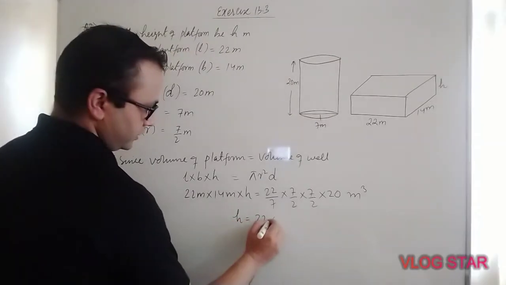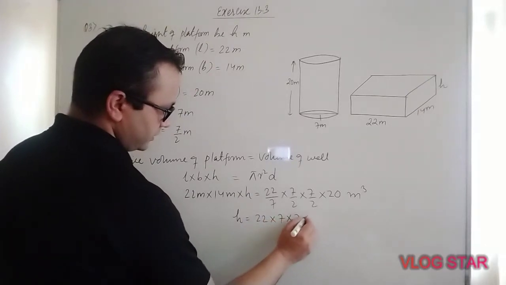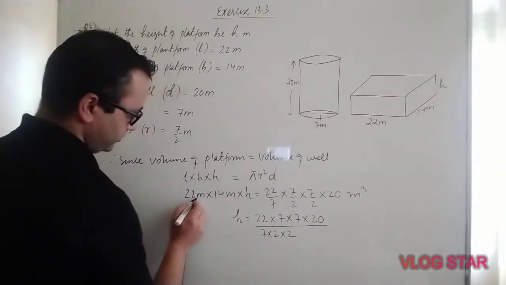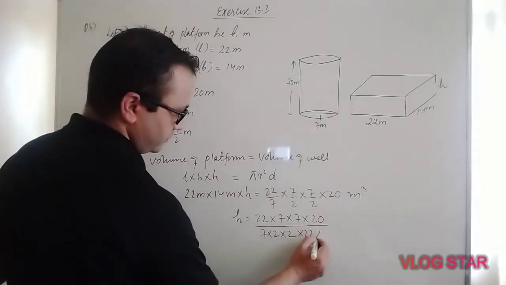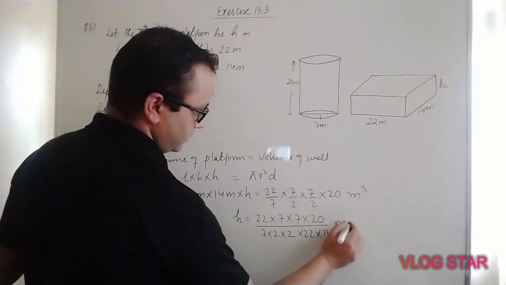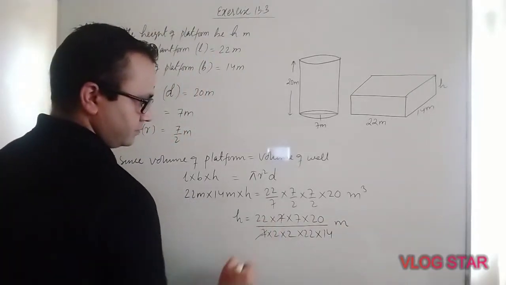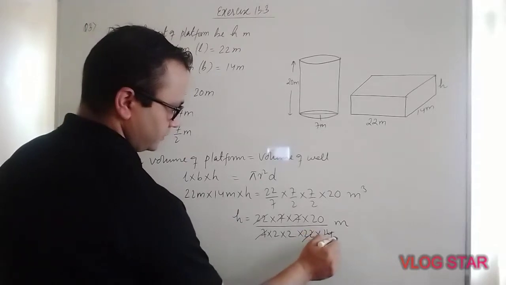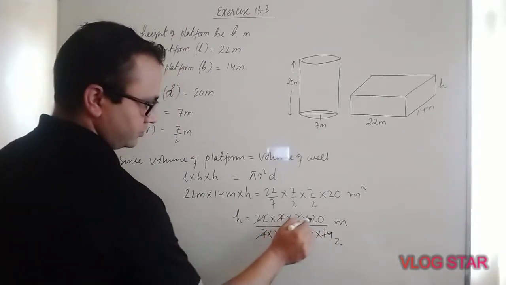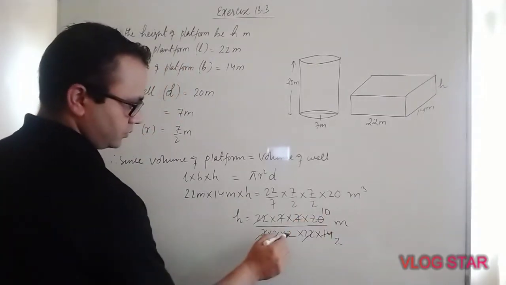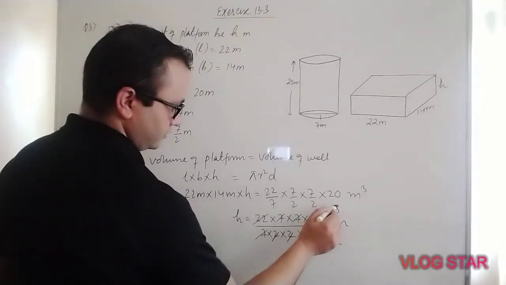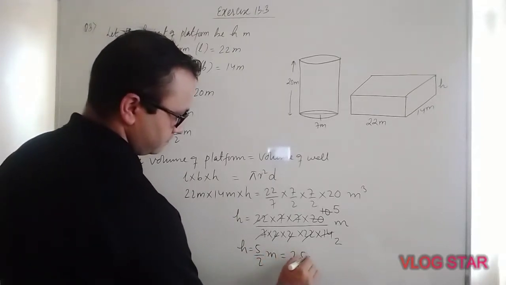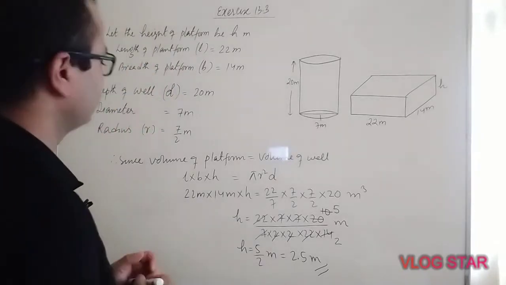Now H equals 22 into 7 into 7 into 20 divided by 7 into 2 into 2 into 22 into 14, in meter. So we can cut 7 here, 22 here. 7 ones are 7, 7 twos are 14, 2 ones are 2, 2 tens are 20, 2 ones are 2, 2 fives are 10. So H equals 5 by 2 meter equals 2.5 meter. This is the answer of question number 3.